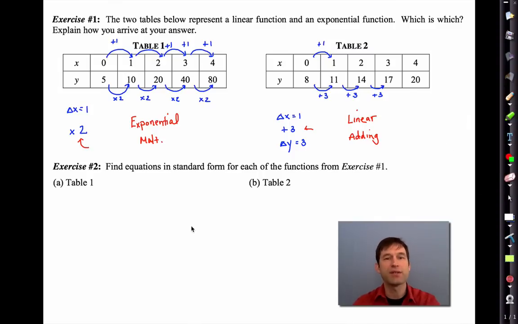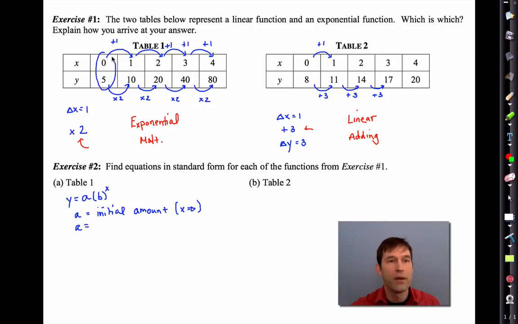All right, so exercise 2 asks us to find the equations for both the exponential and the linear in standard form. Now, one thing that's kind of tricky for a lot of students is just knowing what the form of an exponential looks like. The form of an exponential looks like y equals a times b to the x, where a is your initial amount. It's the amount that you have when x is equal to 0. Now, luckily for us in this table, that's very easy to tell. If we look up at the table, we have a y value of 5 when x is 0.